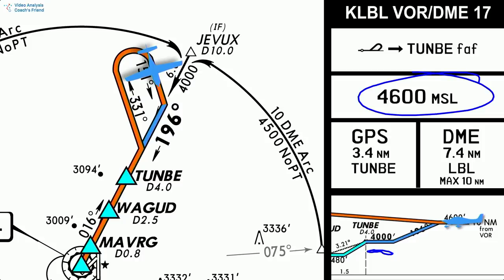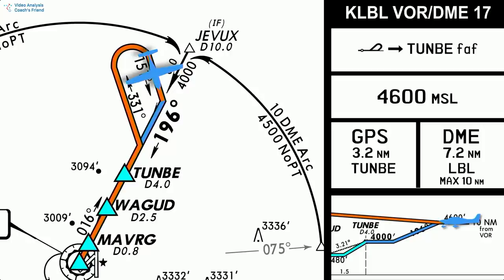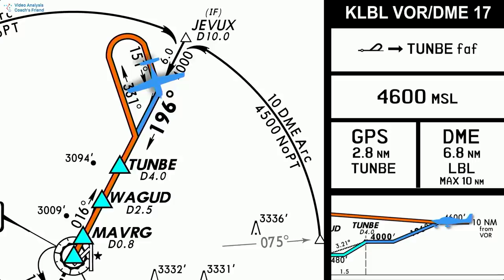You can start the outbound descent, or descent to the outbound altitude, right after you cross the procedure turn fix. You do not need to be established. But the inbound altitude, you have to be established on that intermediate or final approach segment. So you're going to see me come in, and you can see both the GPS and the DME showed the entire time that I'm basically within the procedure turn distance.